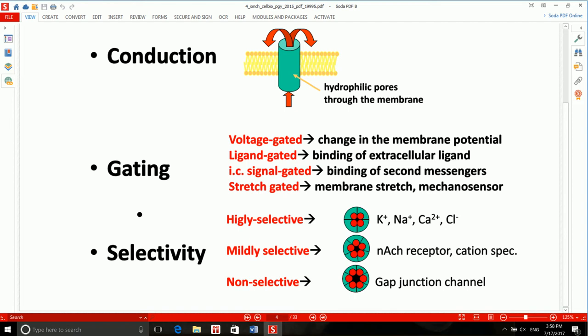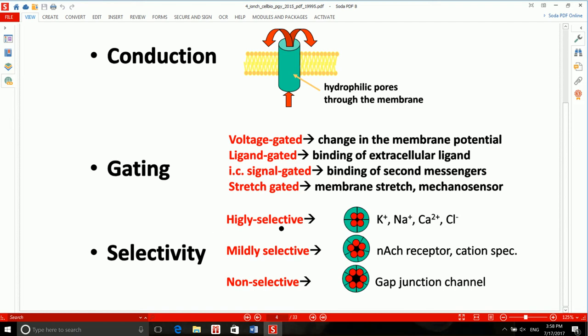Ion channels can also be subcategorized based on their selectivity. Now, as we know, only one or some ion species pass through a channel. It's not like if a channel opens, any random ion species can go through. There are specific domains in the channels called selective domains, which let specific ion species pass.